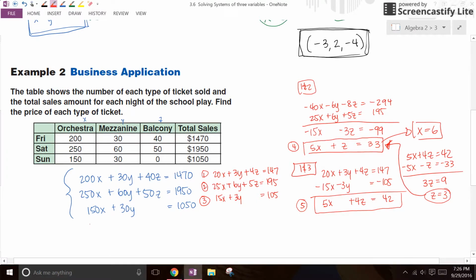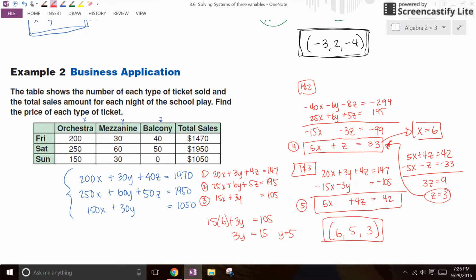Hey, why not this last one? It looks like it's the easiest. So I will do 15 times 6 plus 3y equals 105. Or what is that? 60 and 30, that's 90. So 3y equals, let's see, take away 90, is 15. So y must be 5. And so there's my answers: 6, 5, and 3, all done. $6 for orchestra, mezzanine is $5, and balcony is just $3. And that's how much we must be charging.